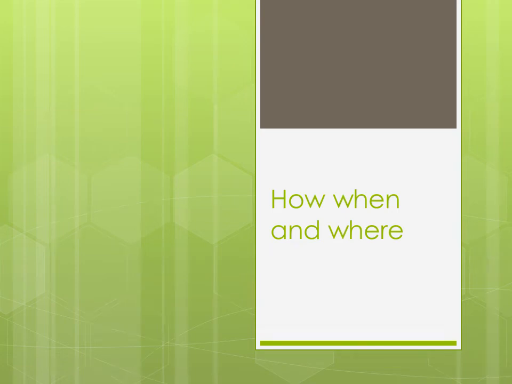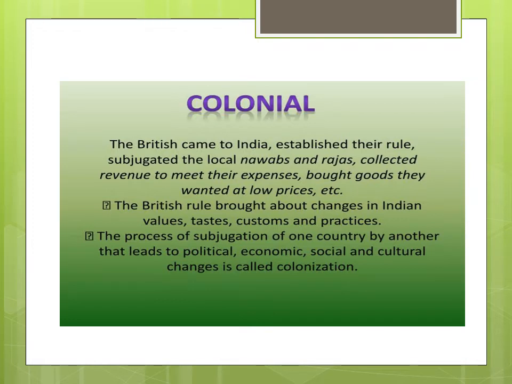So, we had already started this chapter, history chapter number 1, that is How, When and Where, and the first module we have covered. Let us begin with the next module. I hope you all remember that we had discussed James Mill. We had also discussed how important the dates were. So, beginning with the next one, we will understand what is colonial.